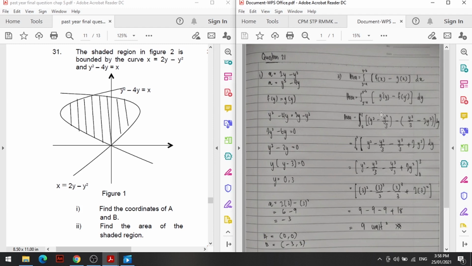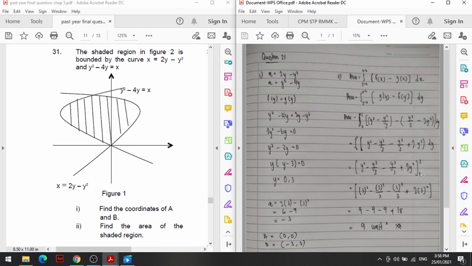We then expand it, it becomes y squared minus y to the power of 3 over 3 minus y to the power of 3 over 3 plus 2y squared. Then we use the 3 in place of y to get the next answer.